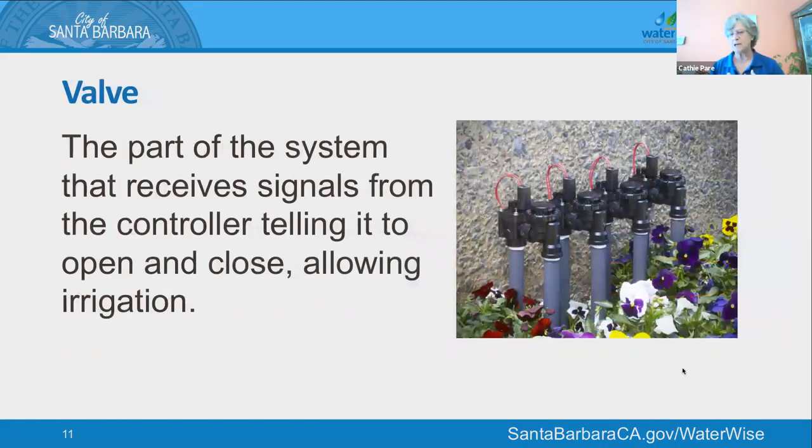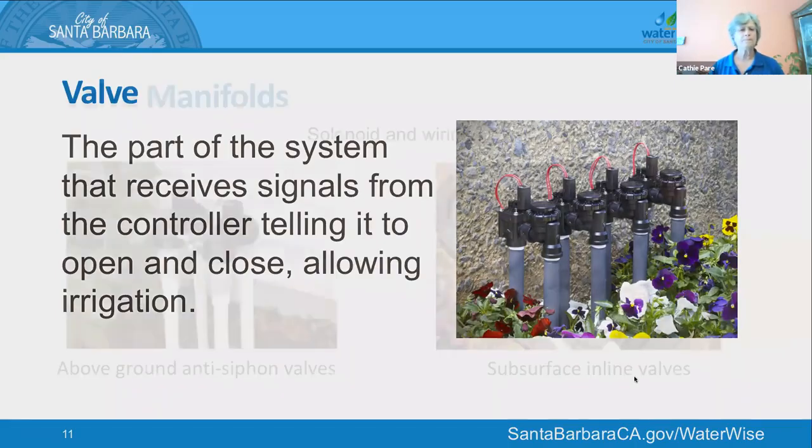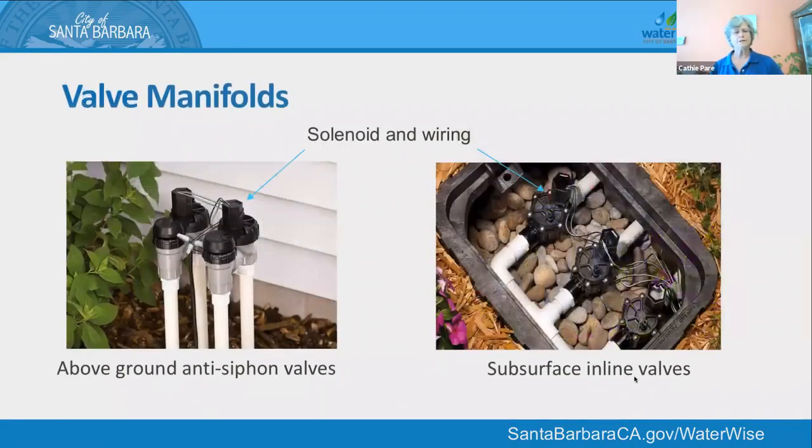Picture of anti-siphon valves. Most of us have these in our garden. You can go to the next slide. We'll show you the 2 different types of valves. There are anti-siphon valves, which are the ones that are above ground. Notice the wiring there coming off the solenoid. That's what attaches to your controller. Or you have subsurface inline valves. They do the same thing. They listen to what the controller or the timer says when to open and when to close. And that's where the water runs through.